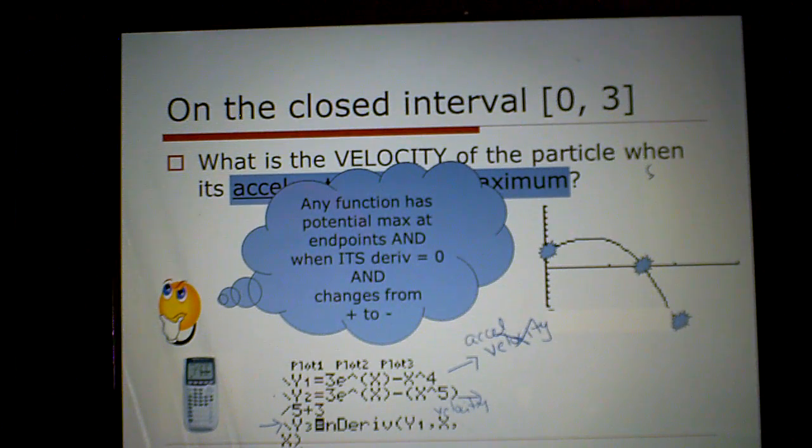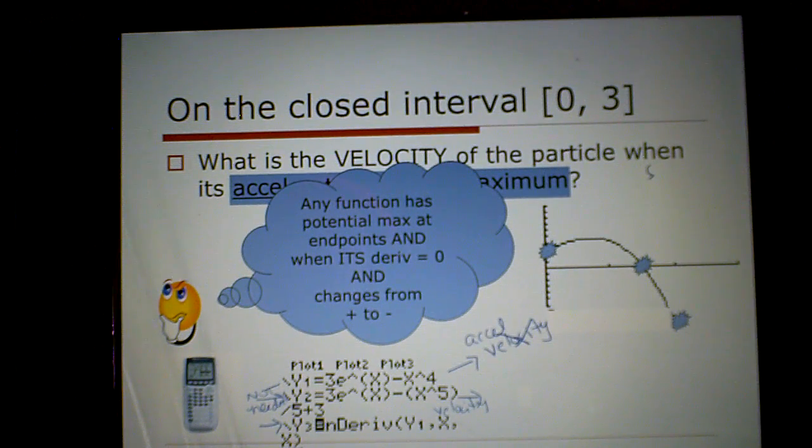But I don't need this if I have my calculator. I can just put in acceleration and then graph its derivative. So here's the derivative. Where's the derivative? The derivative endpoint. What is true about the derivative?